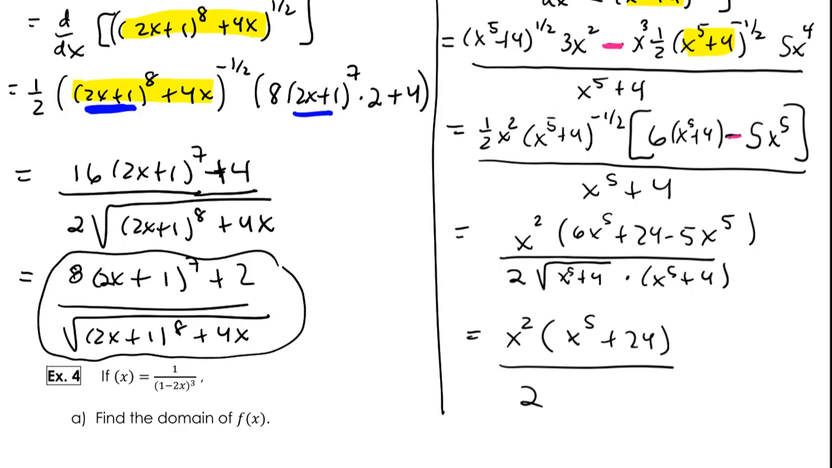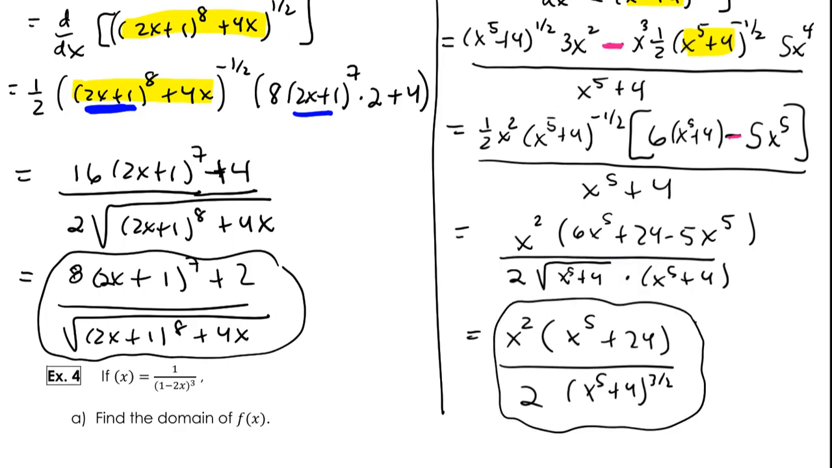Now do you guys see here that this inside is the same? This is really raised to the first. This is a half. So a half plus 1 is 1.5, which is 3 over 2. So this is going to be x to the 5th plus 4 to the 3 halves. 3 halves is 1.5, and I have a 1 and a 0.5. Okay, I hope you're proud of yourself after that one. Look how fancy that looks, and you guys did it.